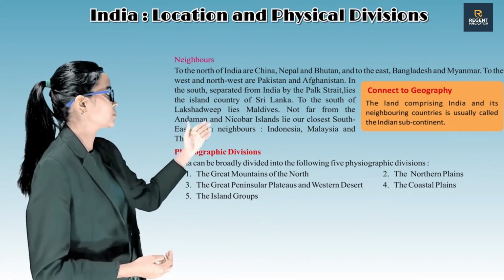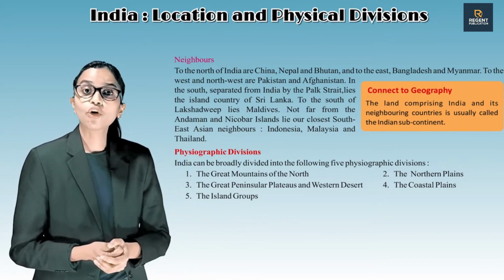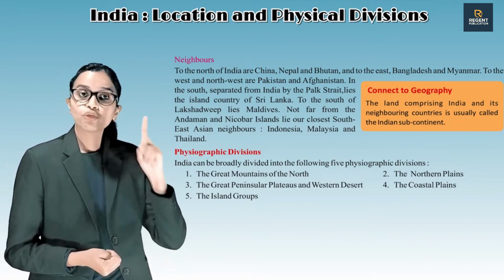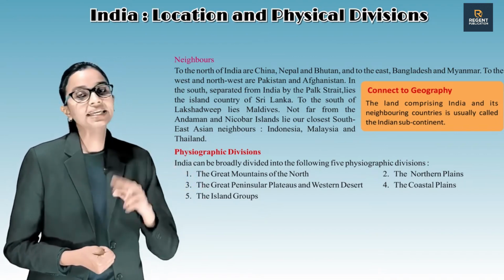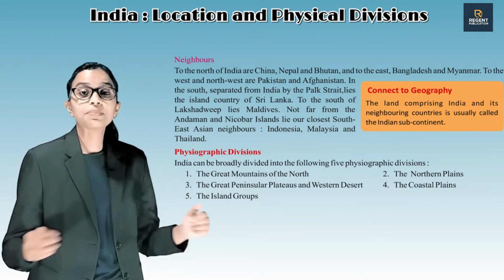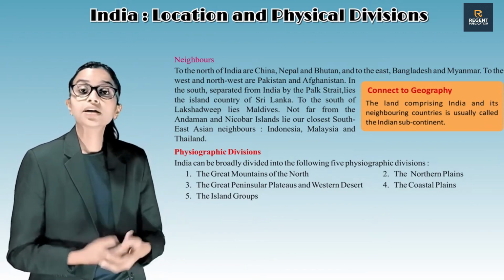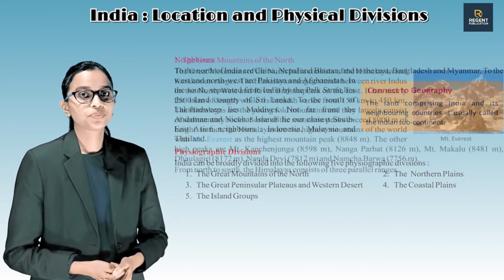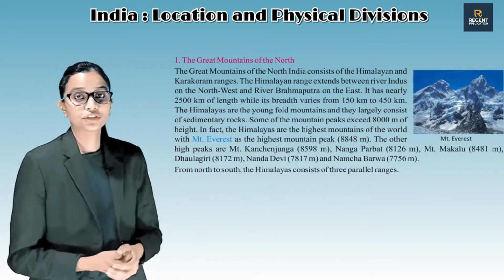Physiographic divisions. India can be broadly divided into the following 5 physiographic divisions. First, the Great Mountains of the North. Second, the Northern Plains. Third, the Great Peninsula Plateaus and Western Desert. Fourth, the Coastal Plains. Fifth, the Island Groups.